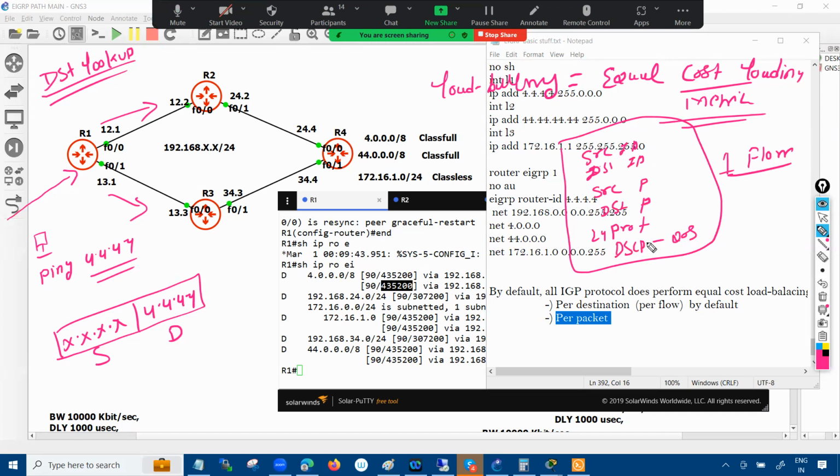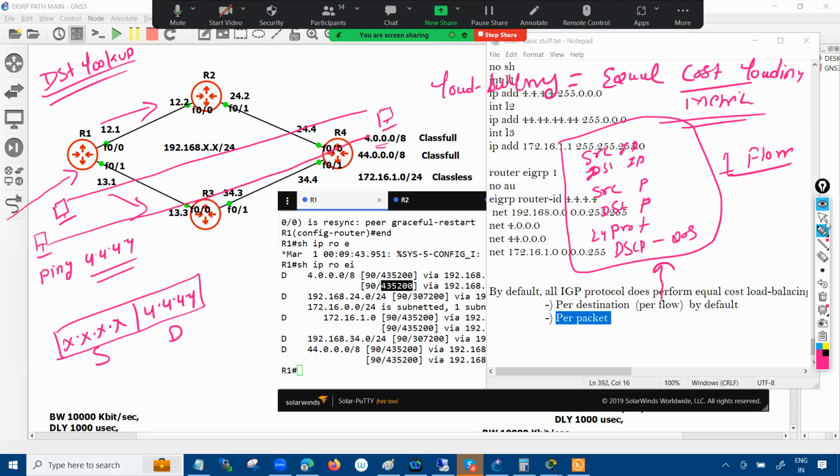Understand it in easy language. The meaning of per flow is this: when this PC is going to send a packet to this particular subnet, you have the same source IP, same destination IP, same port numbers, same protocol, and same DSCP. That's called one flow. When another PC sends a packet to this destination, it will have a different flow. So now we have two different flows.